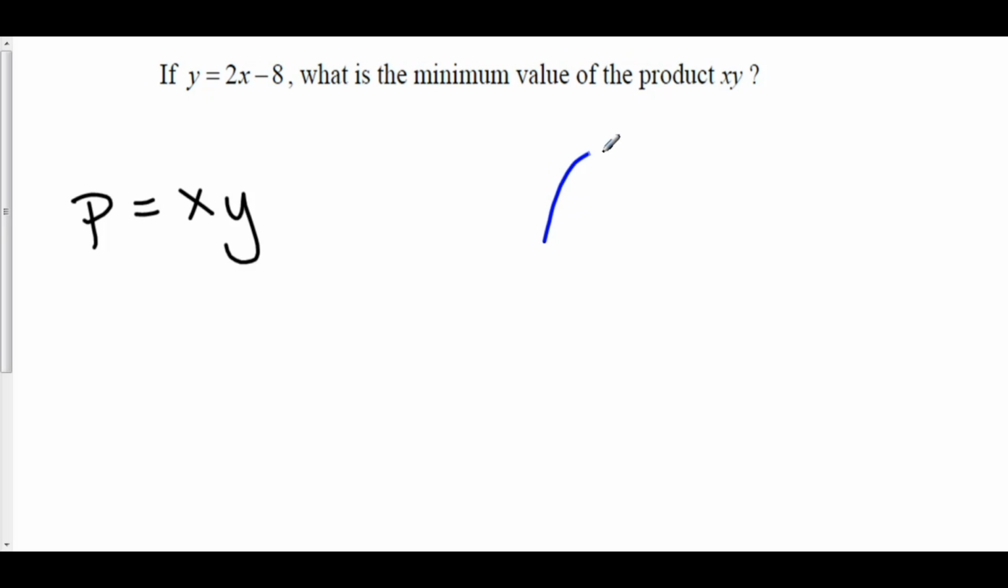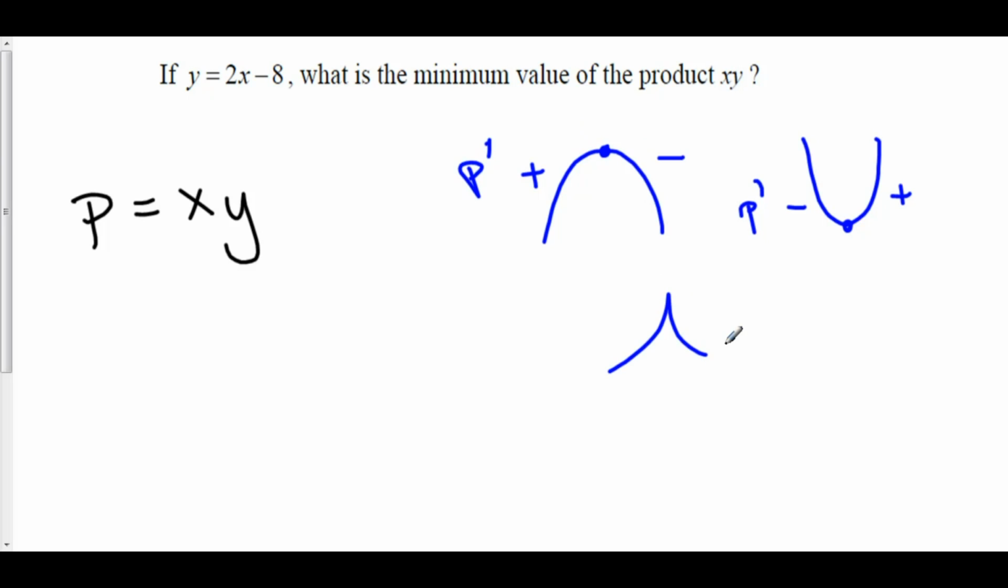If P has a max, that means that P prime, because P prime is the slope of P, changes from positive to negative. Likewise, if P has a min, that means that P prime changes from negative to positive. Furthermore, the max or min occurs where the derivative is either equal to 0 or where the derivative is undefined, like a cusp or a corner.